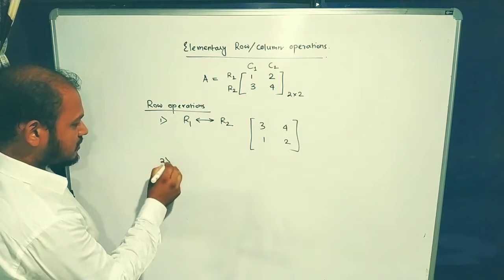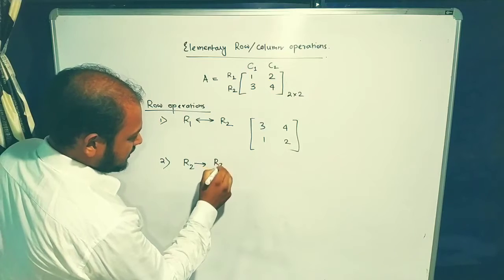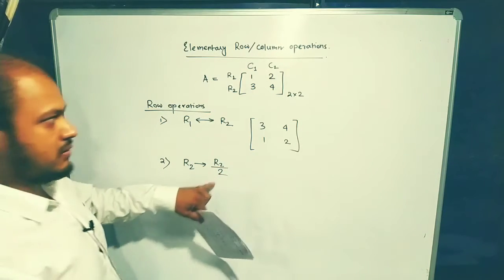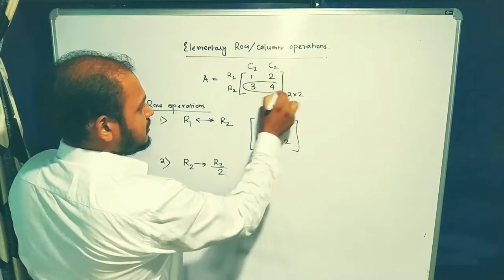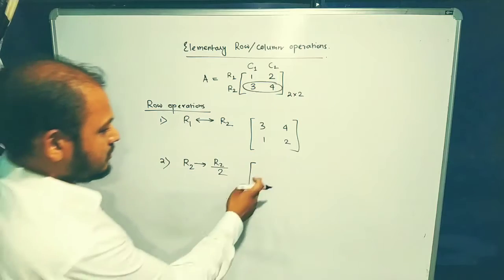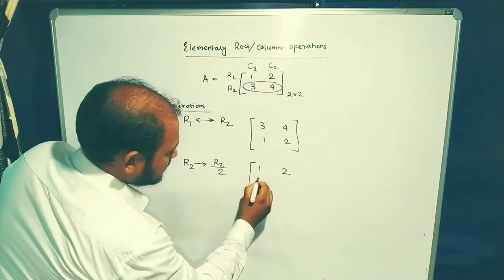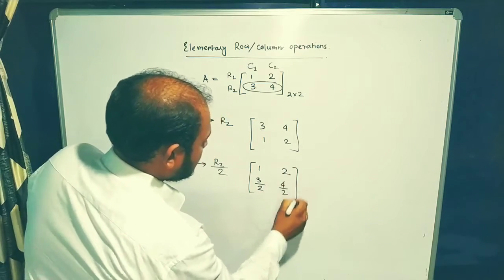Next operation is any row or any column gets magnified or demagnified. So let us say the second row becomes halved. So if we look at the second row, this is the second row, right? Halve it and put it here. First row remains the same and the second row becomes halved. So it is 3 by 2 and 4 by 2.